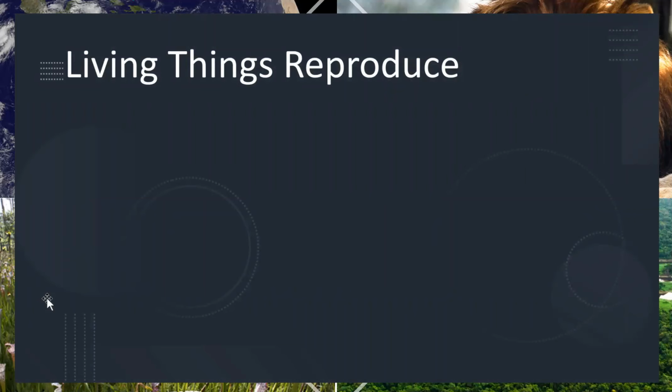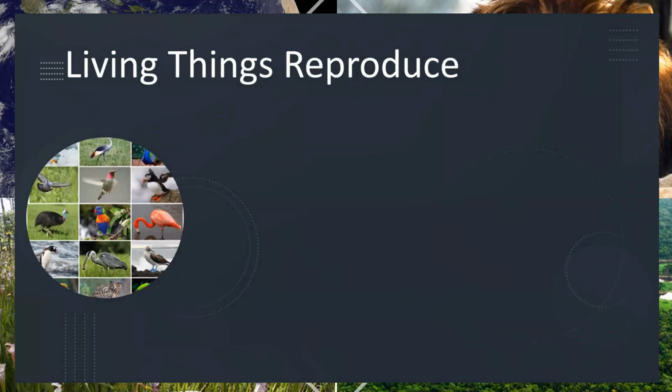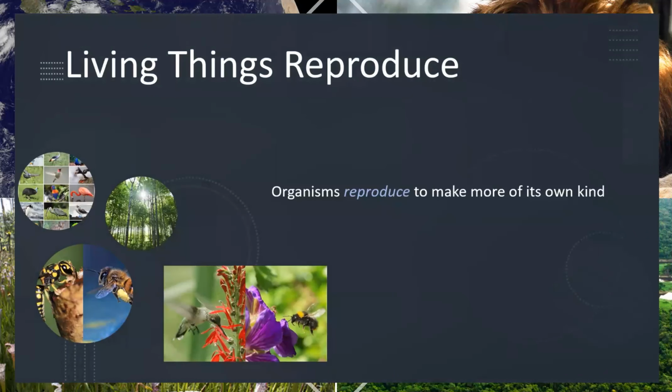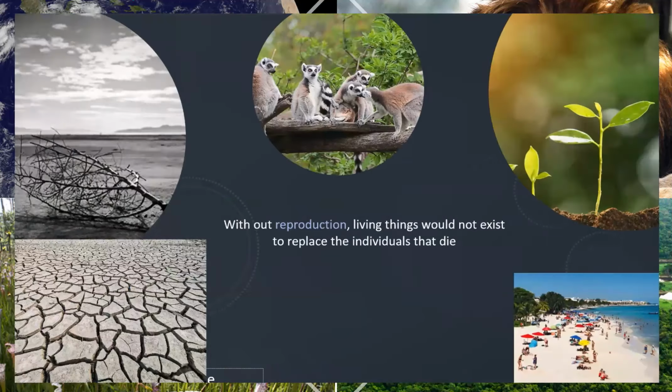So living things reproduce. This is a law of nature, guys. All living things must reproduce. We can talk about birds, we can talk about bees, and we can talk about trees. All living things must reproduce. So organisms reproduce to make more of their own kind. So we have bees reproduce and make more bees. You know, a bee is not going to reproduce and make a cat. A cat is not going to reproduce and make an alligator. Everything reproduces after its own kind.